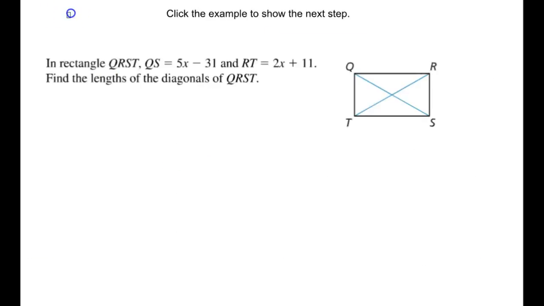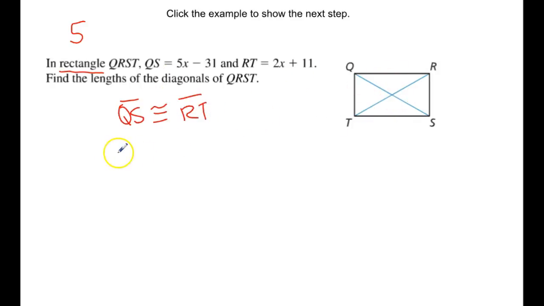So here we go. Here's example number 5. In rectangle QRST, QS equals 5x minus 31 and RT equals 2x plus 11. Find the lengths of the diagonals. First thing I note is that I'm told that this is a rectangle, right? I don't have to guess based on its shape because I never want to do that anyways. So I know that my diagonals are going to be congruent. So I know that QS is going to be congruent to RT, right? Because those are my two diagonals.